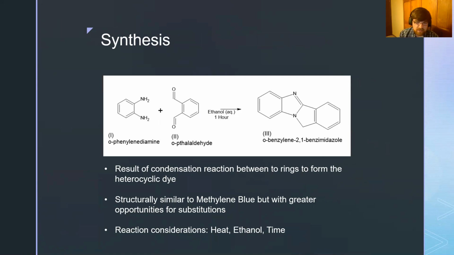It requires the condensation of two rings to form the heterocyclic conjugated system, which you see on the right, which is our o-benzylene-2 benzimidazole compound. Again, structurally it is similar, but displays greater opportunities for substitutions. In terms of reaction considerations, this reaction is performed in aqueous ethanol with heat for about an hour to an hour and a half.